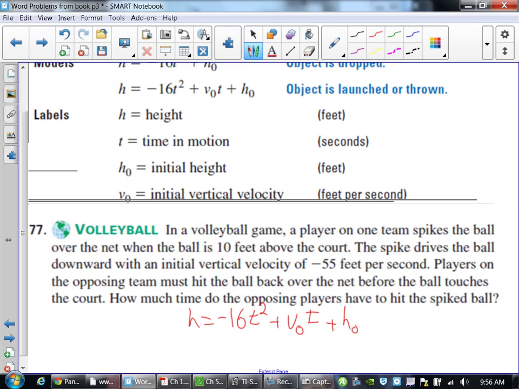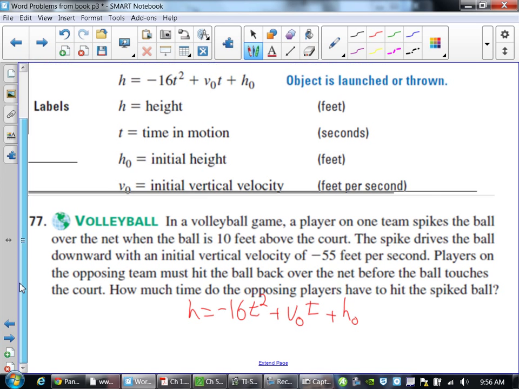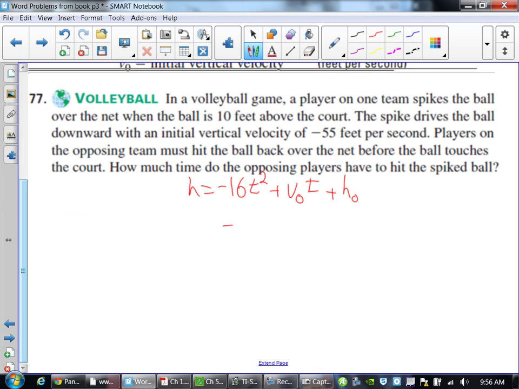Okay, so if I'm working on this one, we look at this one then. What is your initial velocity? Negative 55. Okay, so as we start to fill this in, we pick up on a couple of things. Negative 16 t squared minus 55 t.